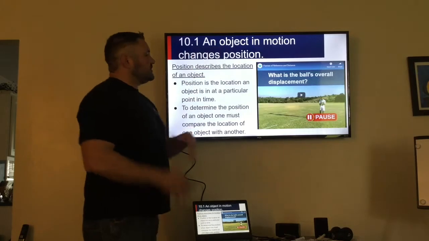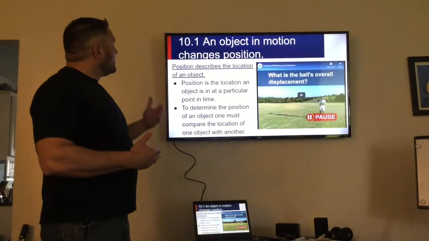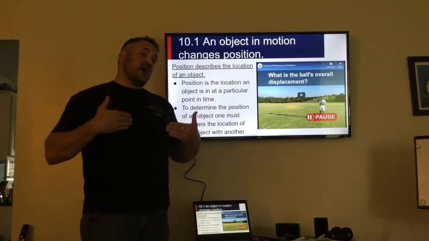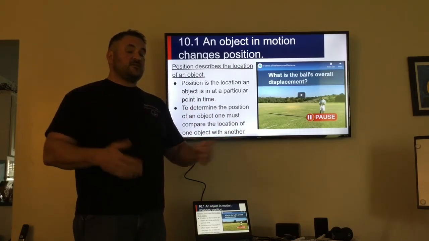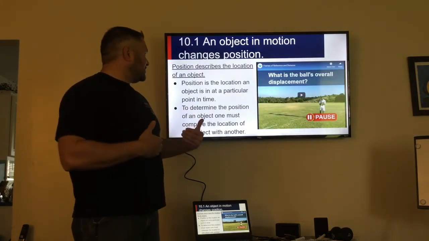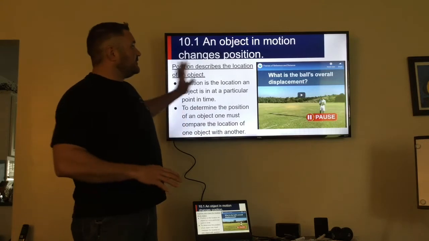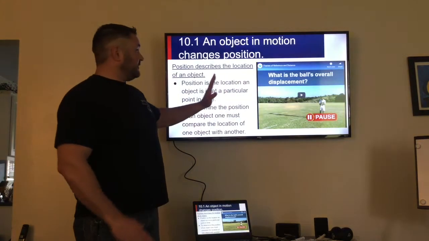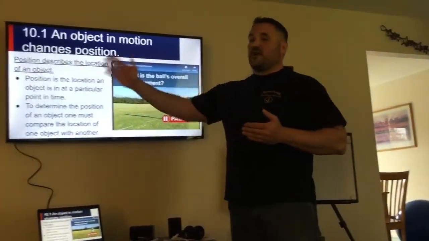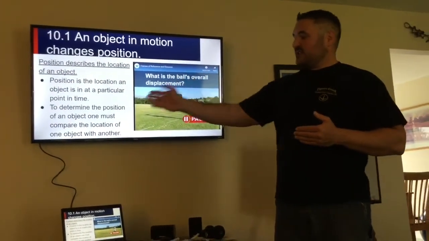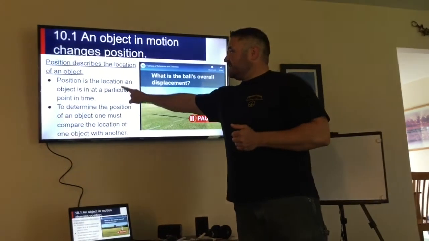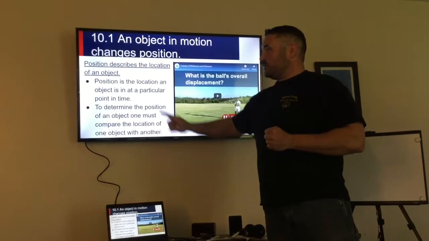An object in motion changes position. Position describes the location of an object. Right now, you're seeing my position relative to either your iPad screen or your computer screen that you're watching this on. If I change position, you're going to see it relative to the background, which in this case is my living room and my TV. If I switch sides over here, you've got a different background. You can see that I was over there, now I'm here. Position is the location an object is at a particular point in time.